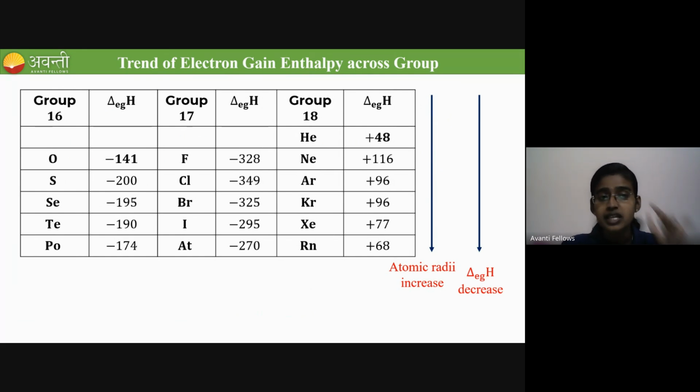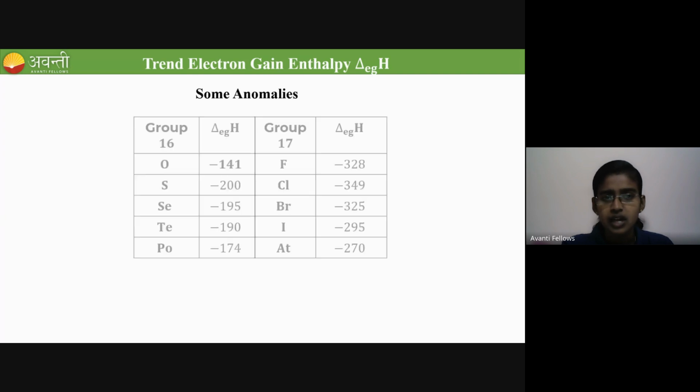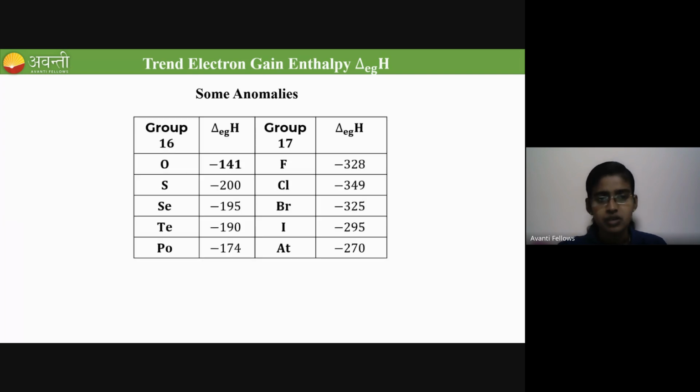But there is an exception which you can find between oxygen, sulfur, and fluorine and chlorine. Just look into it. I'll explain that as an anomaly. Anomaly means some unique behavior. So there is some different behavior for group 16 and group 17, that is for oxygen, sulfur, and fluorine and chlorine.